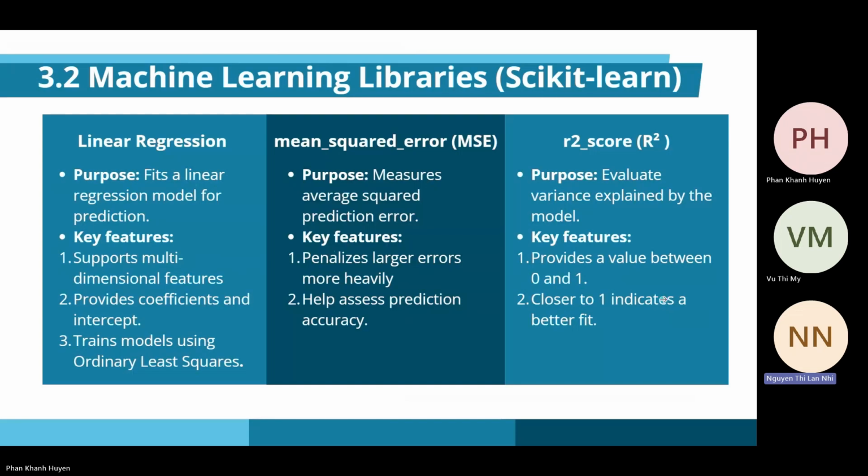The purpose of MSE is to measure average squared prediction errors. It penalizes larger errors more heavily and assesses prediction accuracy. The purpose of R-squared is to evaluate the variance explained by the model. It provides a value between 0 and 1. Closer to 1 indicates a better fit.